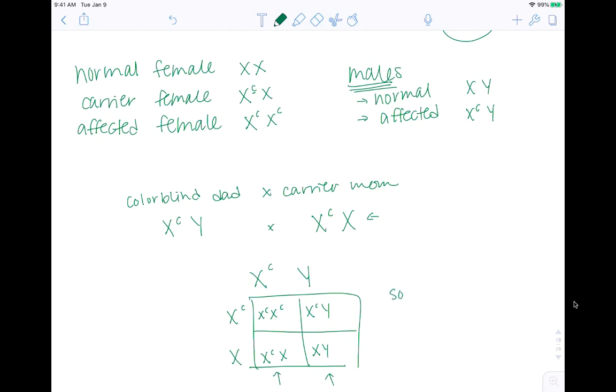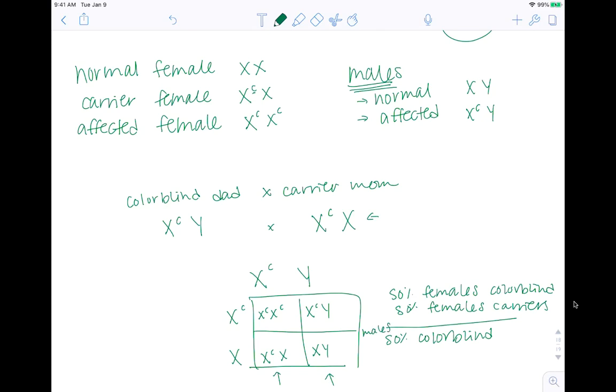So 50% of the females are colorblind. And 50% of the females are carriers. And then with our males, 50% are colorblind. Can males be carriers? No. And then 50% of them will be normal. Okay, so that's just an example of color blindness for you.